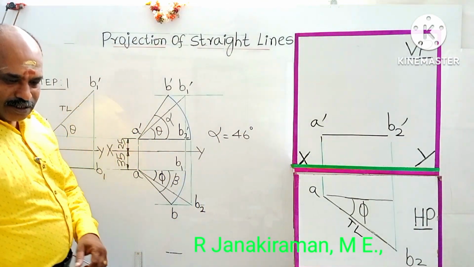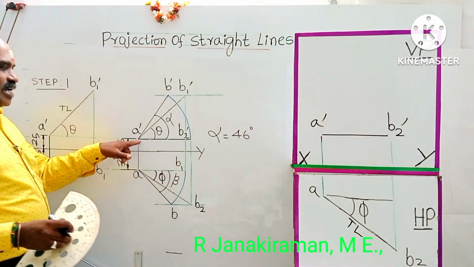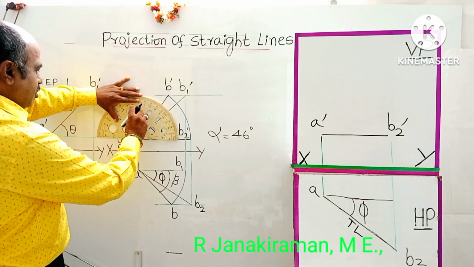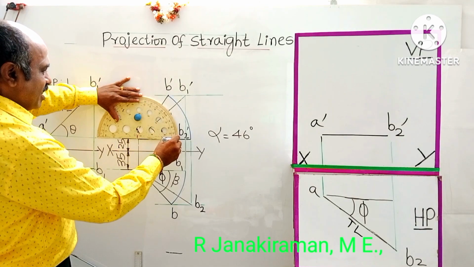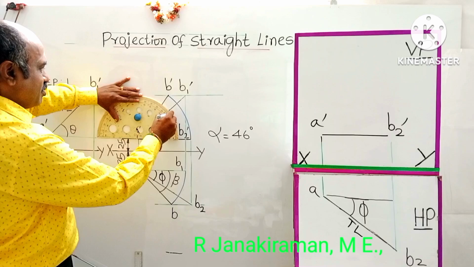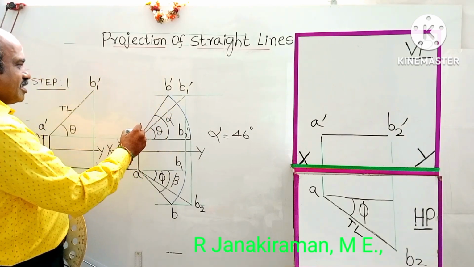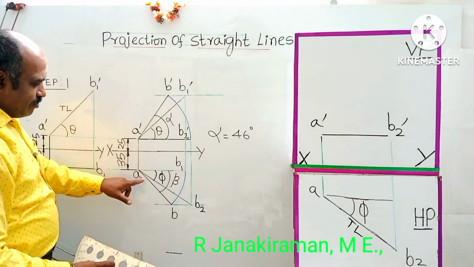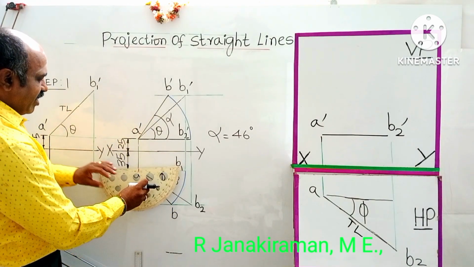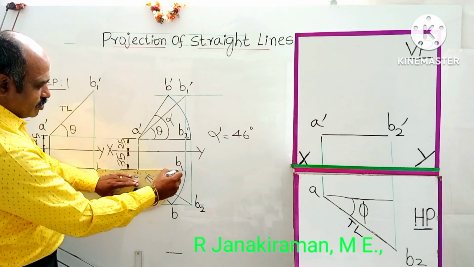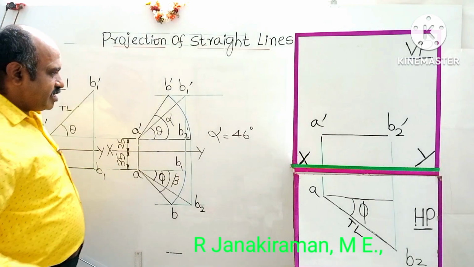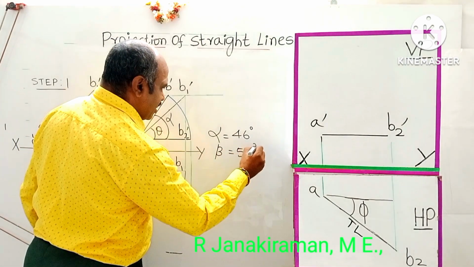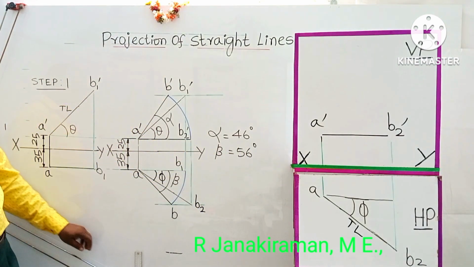Take your protractor with A dash as center and A dash B2 dash as reference. Measure this angle, reading upward 0, 10, 20, it comes to 46 degrees. That is the angle of A dash B dash. Similarly, turn your protractor and measure the angle of AB, beta, called the final top view inclination. It comes to 56 degrees. So beta, the top view inclination, is 56 degrees. Roughly I am getting this; if you use your drafter scale on the drawing sheet, you will get this answer.